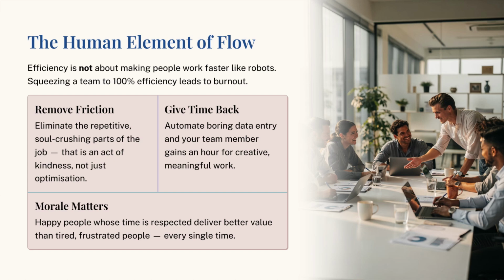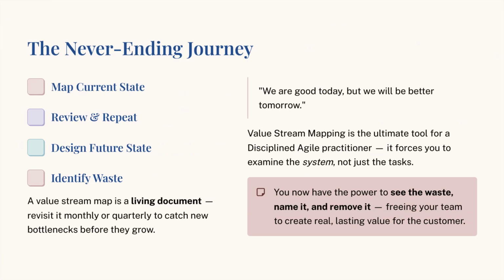So now that we have mastered how to optimize our processes while respecting the people who do the work, you might be wondering how we maintain this flow over the long term without slipping back into old habits. Well, that brings us right into our next step, which is the practice of continuous improvement. We have talked about mapping the current state, identifying waste, and designing the future. But the most important thing to remember is that a value stream map is a living document.